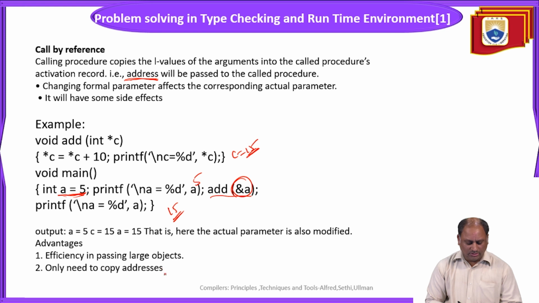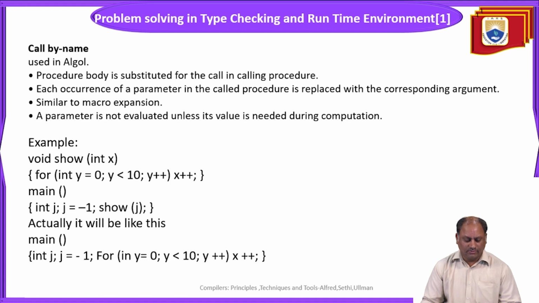This is generally used for passing large objects, and whenever we need to copy only addresses, then only we use it. Because here we are passing the address reference only, the address of a, then the value is affected here also, and finally the printf statement gets the value of 15.